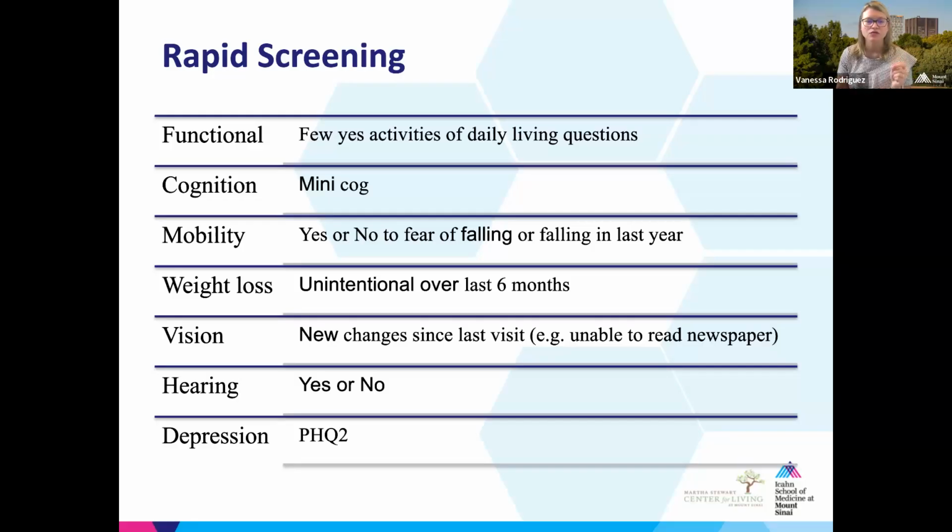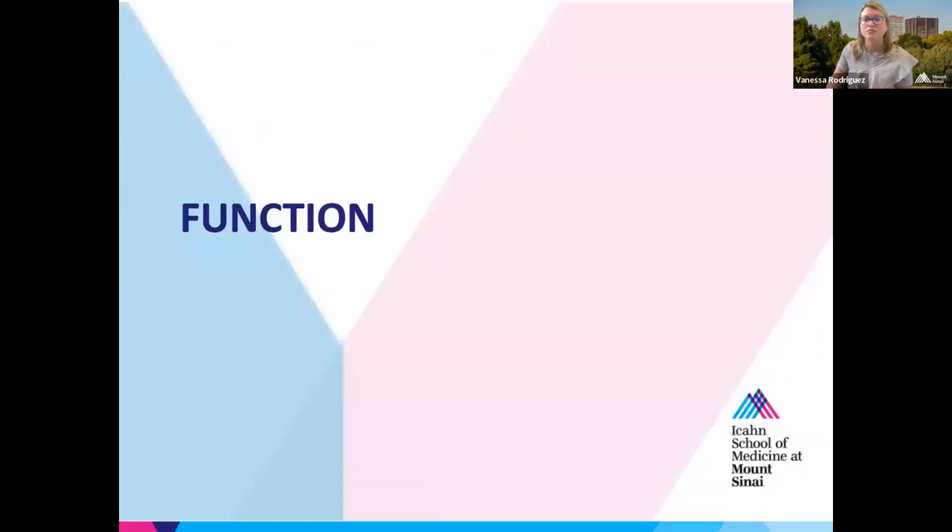So you can quickly do a quick assessment and just ask a few questions, like vision. Have you had any new changes? Have you continued to be able to read? Is it a vision limitation, and so forth? So doing a rapid screening can unfold how to then more effectively do the comprehensive geriatric assessment. So we're going to move on to start with the function.